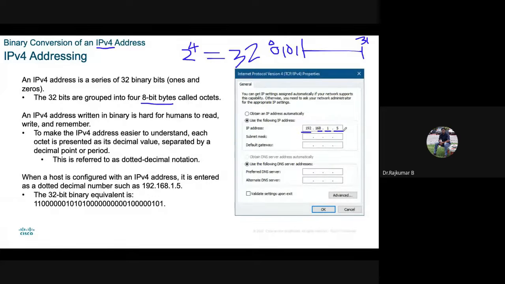Those octets are converted into decimal parts, and those decimals are separated by dots. So that's why IP version 4 addresses are referred to as dotted decimal notation.